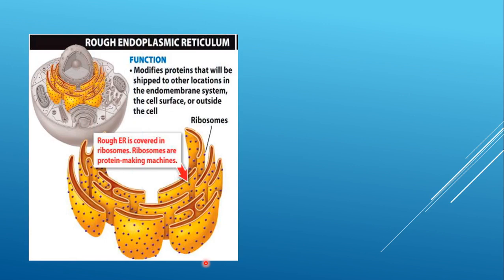Now here we have rough endoplasmic reticulum, whose function is to modify proteins. The protein is formed by the ribosomes which are present over the endoplasmic reticulum. And once the protein is formed, the endoplasmic reticulum modifies that protein and produces tiny vesicles, globules. The proteins are converted to tiny globules so that they are transported outside.